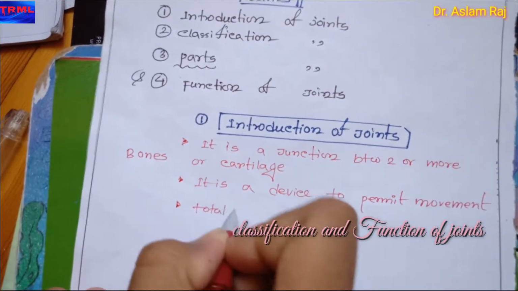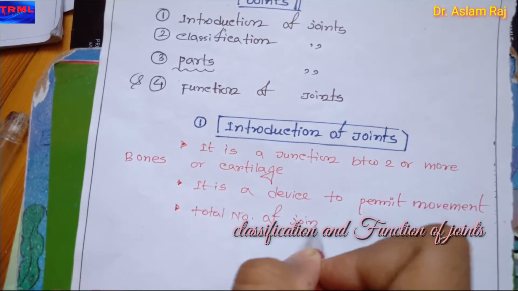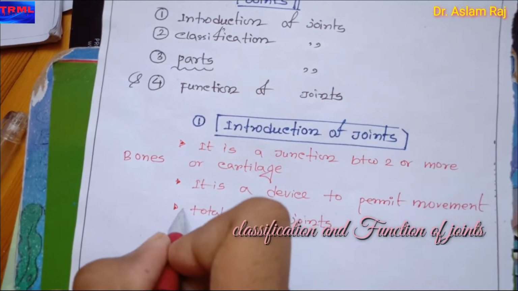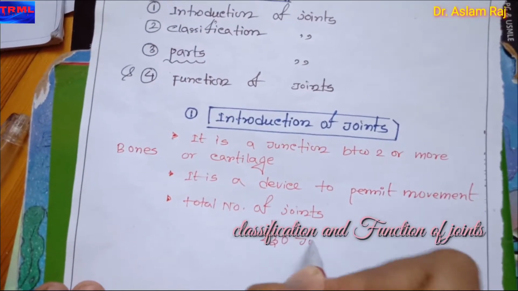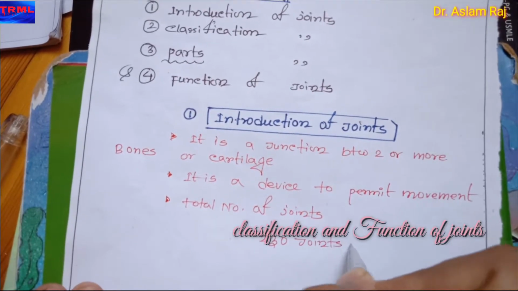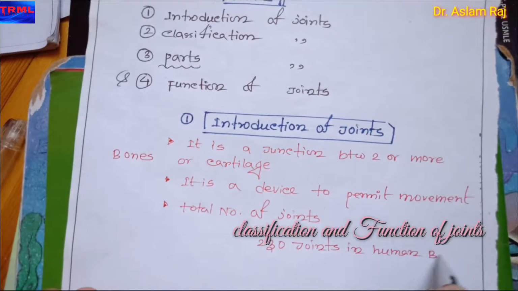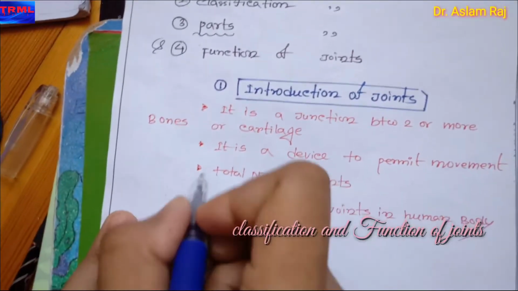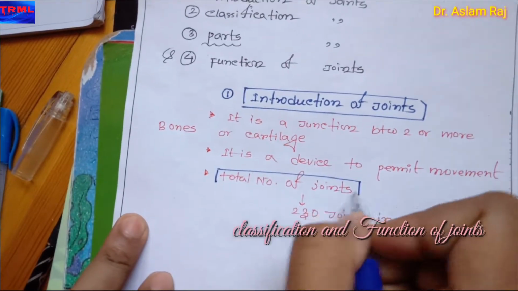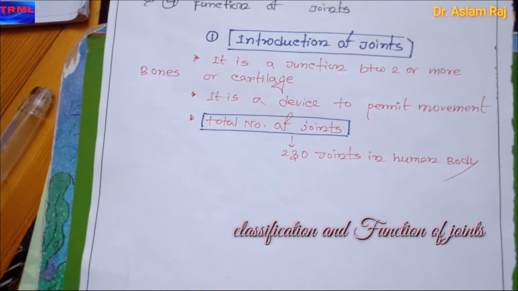And let's see the total number of joints of our body. I think this is an important question. There are 230 joints in the human body. This was the total number of joints. Let's start the second part.